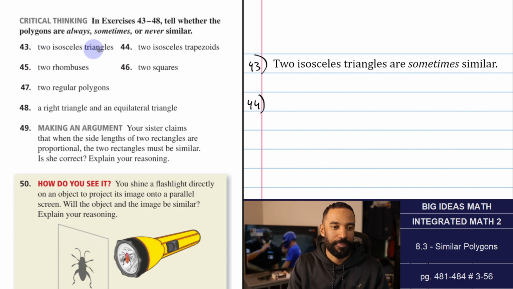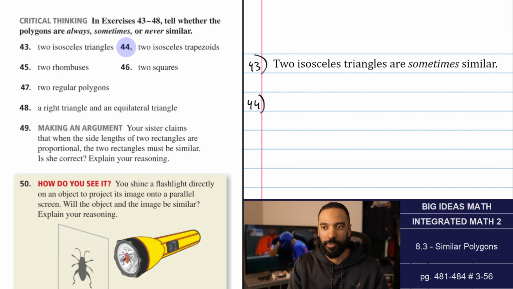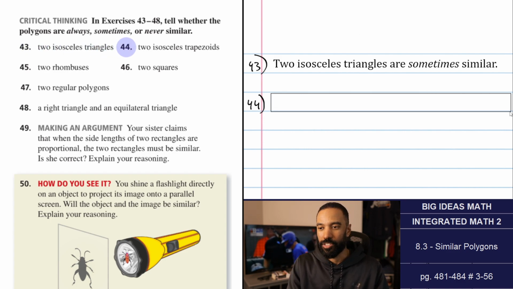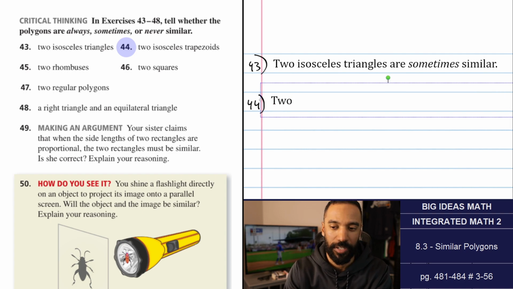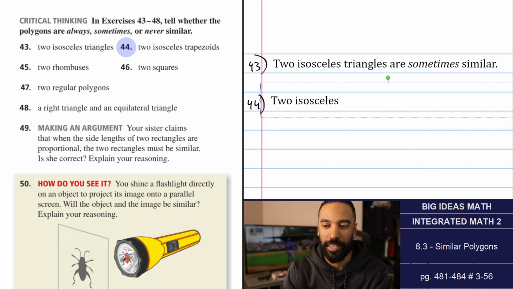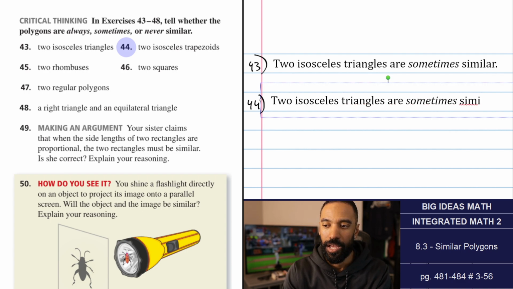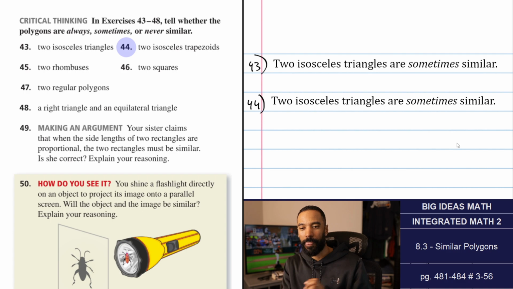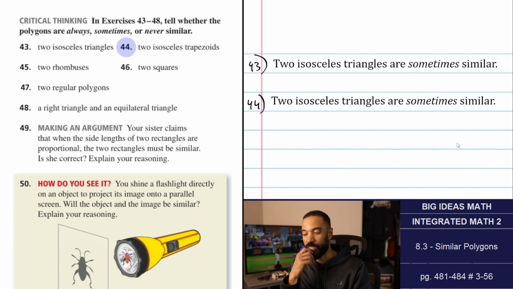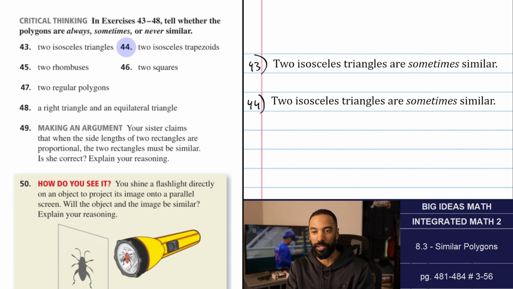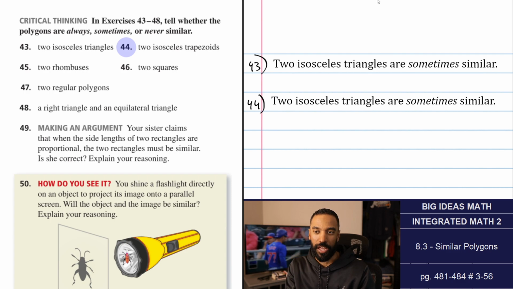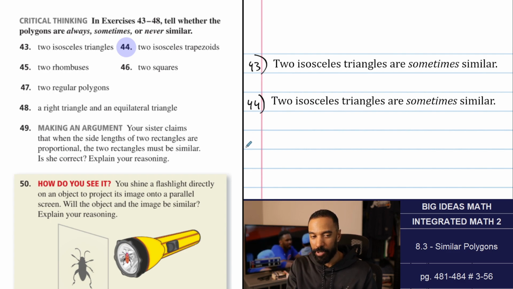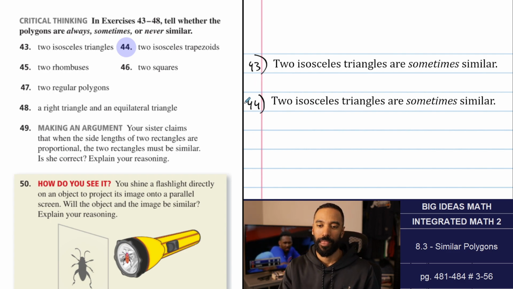Number 44. Two isosceles trapezoids. Same thing. Two isosceles trapezoids are sometimes similar. I mean, the idea of saying sometimes, I wouldn't say when in doubt, guess sometimes. I would say that only guess sometimes if you can consider a case where it is true and where it's not true. And it's just very true that you can have two isosceles triangles and just want a bigger version of another and a bigger trapezoid version of another, but it's not required that they have to be that way.